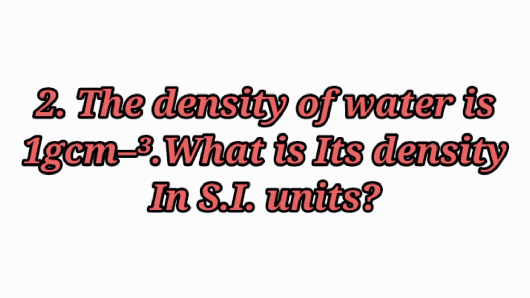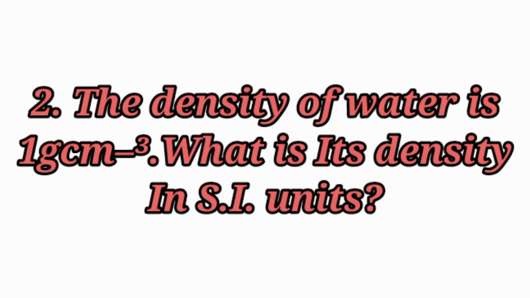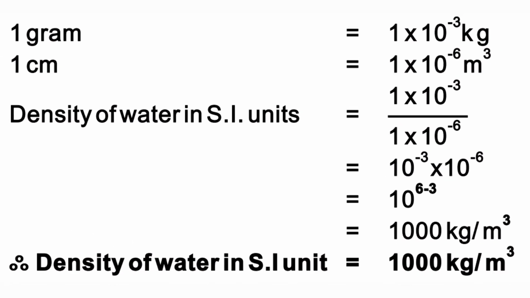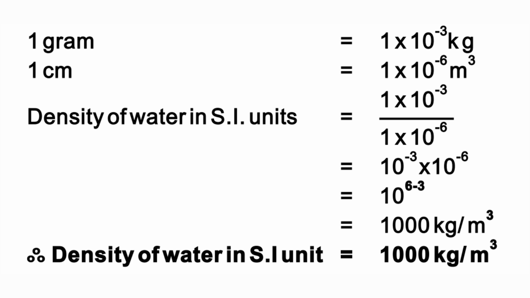The density of water is 1 gram centimeter minus 3. What is the density in SI units? Solution. Density of water at 4 degrees C is equal to 1000 kilogram meter minus 3. 1 gram is equal to 1 into 10 power minus 3 kilogram. 1 centimeter cube is equal to 1 into 10 power minus 6 meter cube.